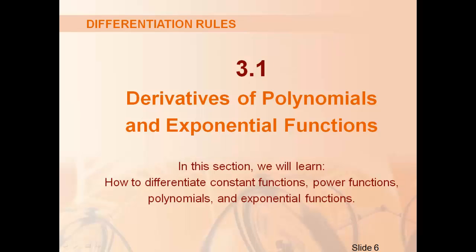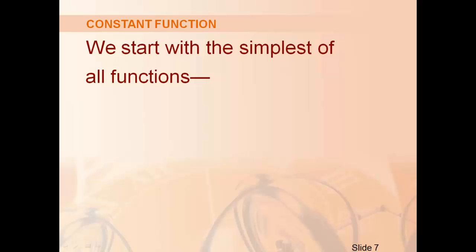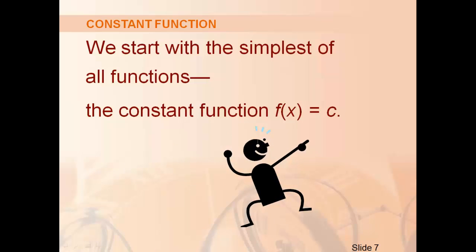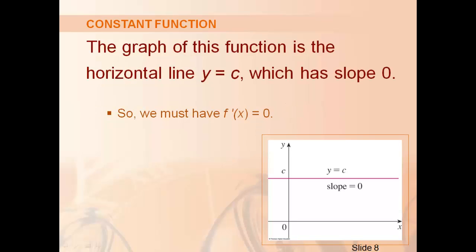So section 3.1 is how to find derivatives of polynomials and exponential functions. We start with the simplest of all functions, the constant function, f of x equals c. The graph of this function is, of course, a horizontal line, y equals c, which has a slope of 0. Therefore, the derivative of a constant must be 0, since a derivative is a slope, and we've already discussed that.